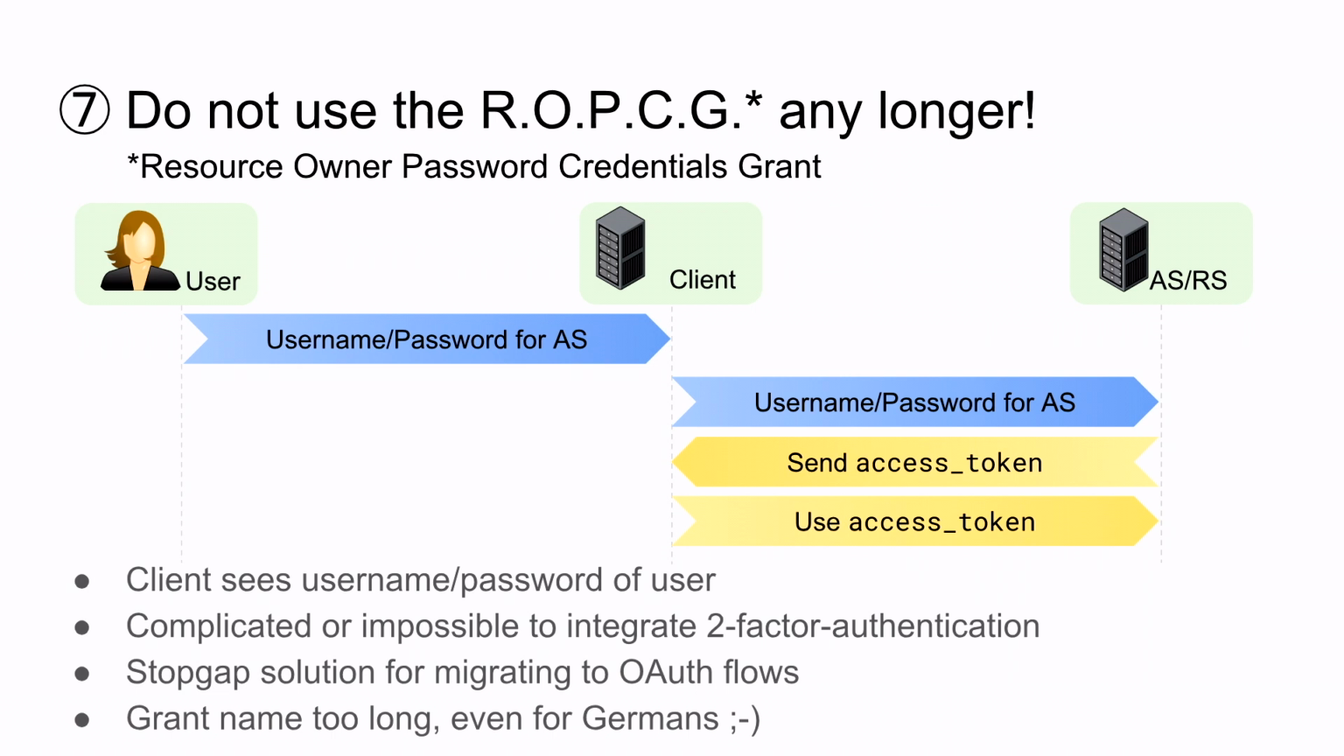So it works as follows. The user sends a username and password for the AS to the client, and the client uses that username and password at the AS to get an access token. I think the downsides are obvious. The client sees the username and password of the user. This is completely orthogonal to what you do with two-factor authentication, so it's hard or impossible to integrate. And it was only meant as a stopgap solution for migrating to OAuth. And it's a really long grant name, even for German.